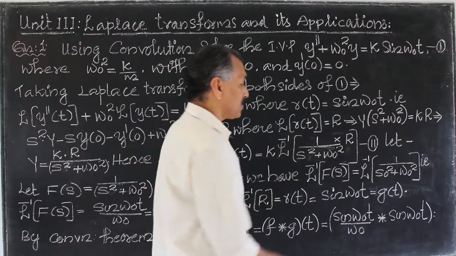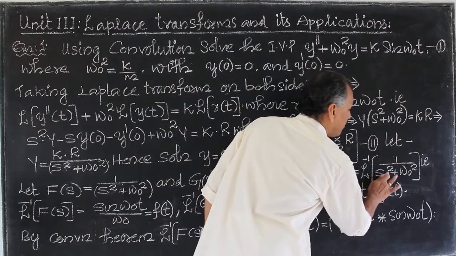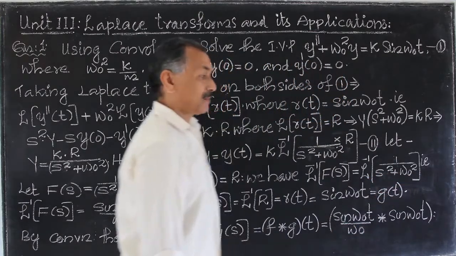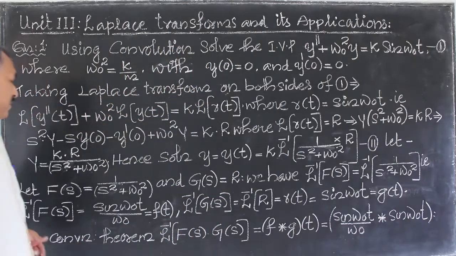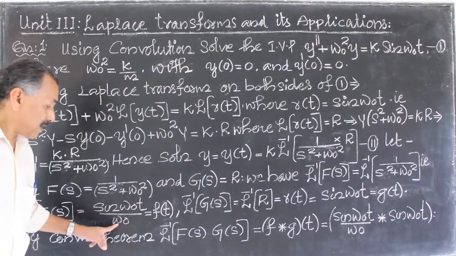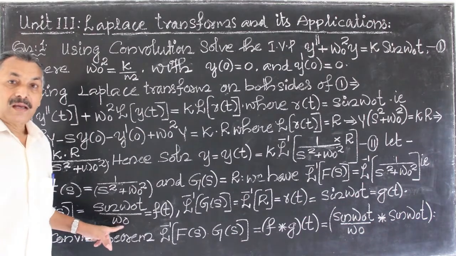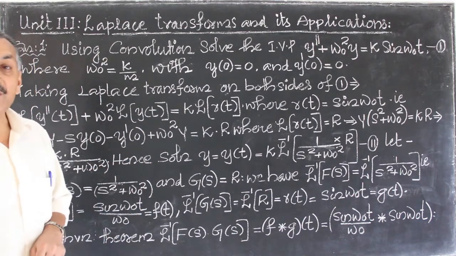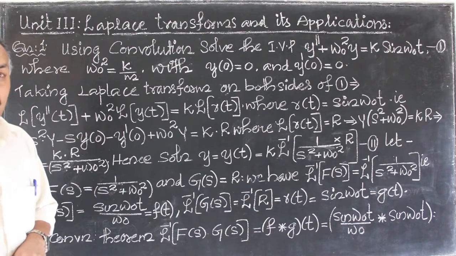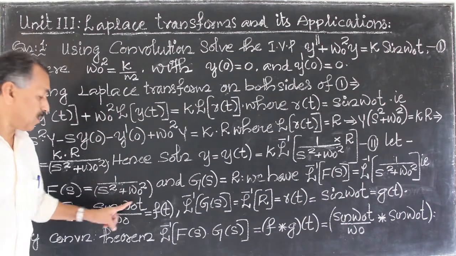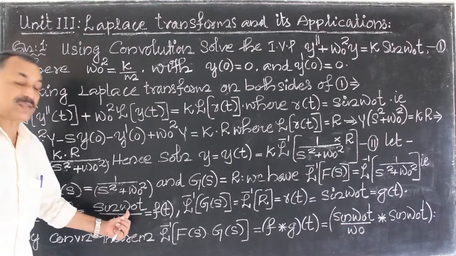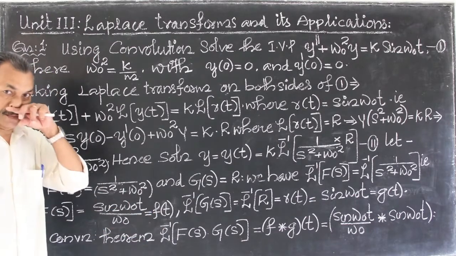L inverse of F(s) is equal to L inverse of 1 divided by s square plus omega naught square. We know that L inverse of 1 divided by s square plus a square is equal to sin a t by a. And here this is equal to sin omega 0 t by omega 0. The L inverse of F(s) is equal to this one, that is f of t.